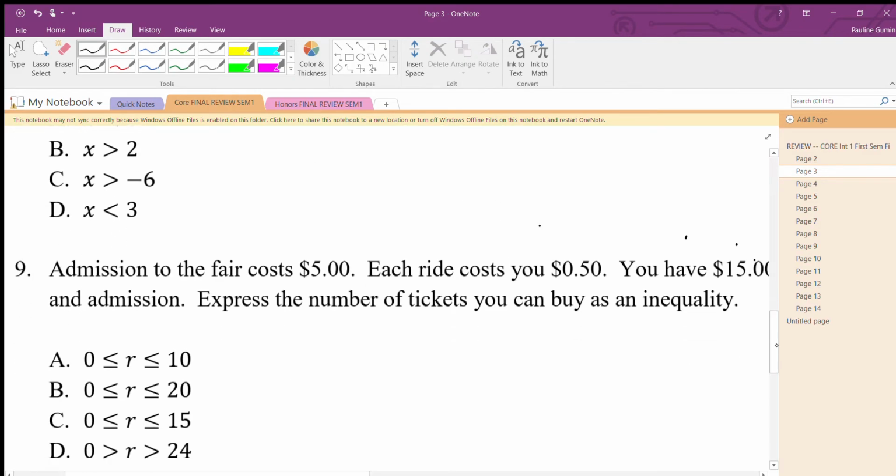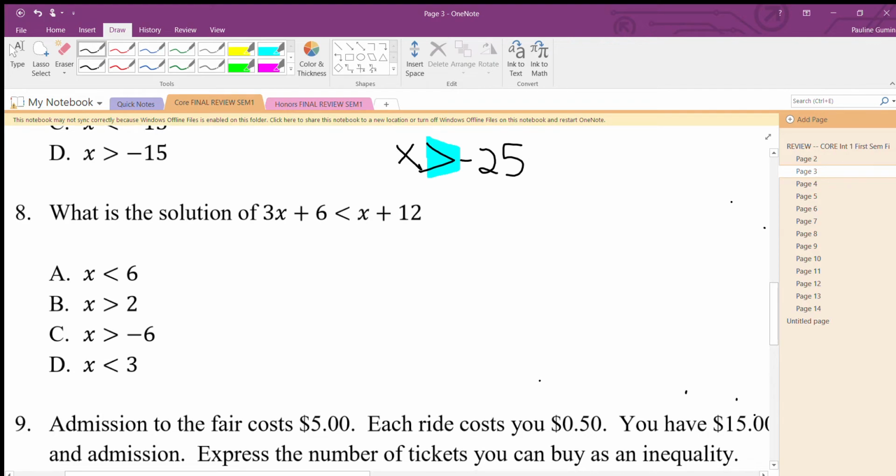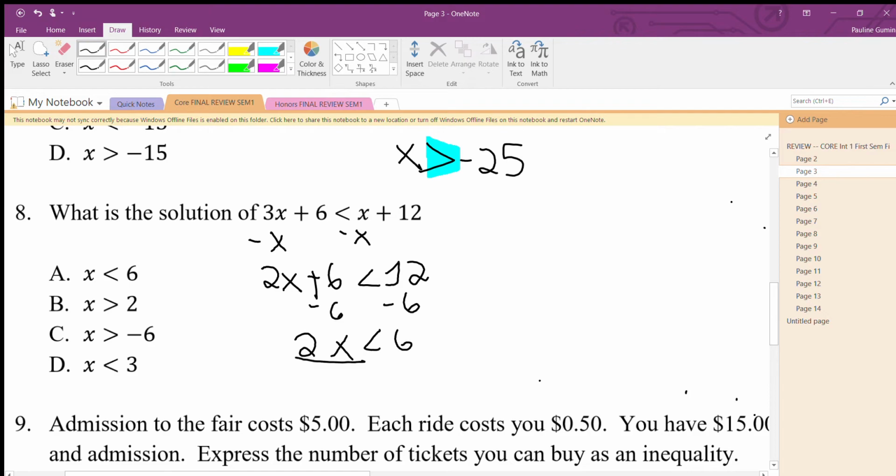Okay. Number 8, we have another inequality, and we're going to just do those same steps as if it was an equation. The first thing that I'm going to do is subtract x from both sides. Like I mentioned, I prefer my variables to be positive, so I moved x to the left. Next, I'm moving the constant away from the x's and dividing by 2. So x is less than 3. There's our answer.